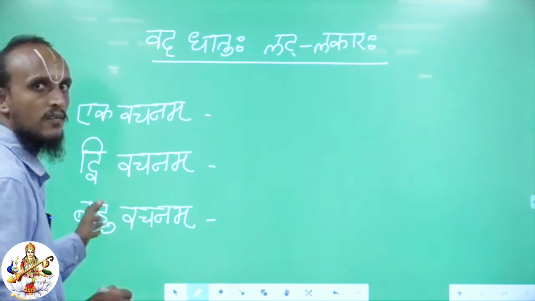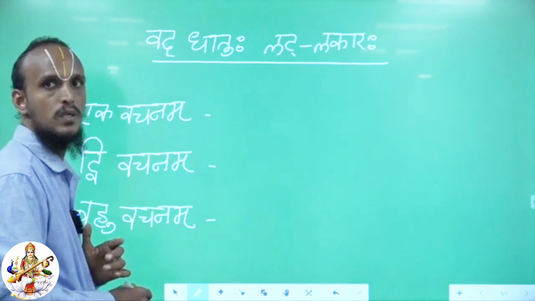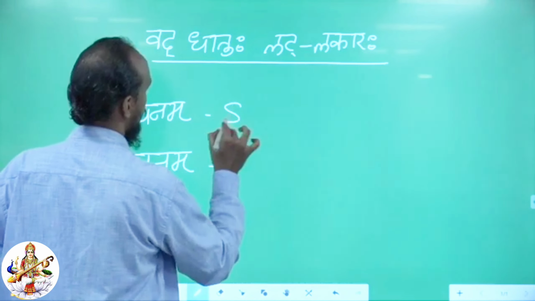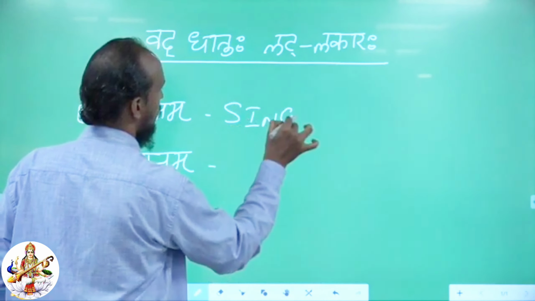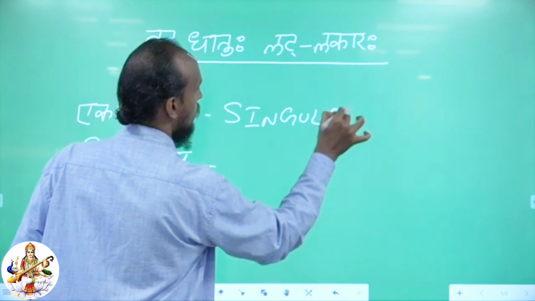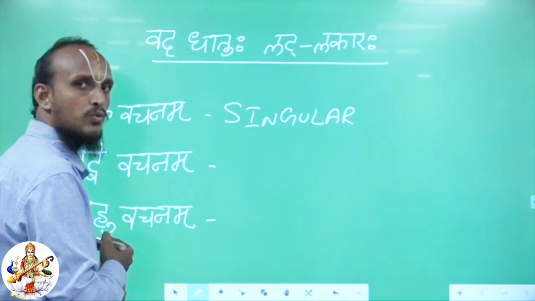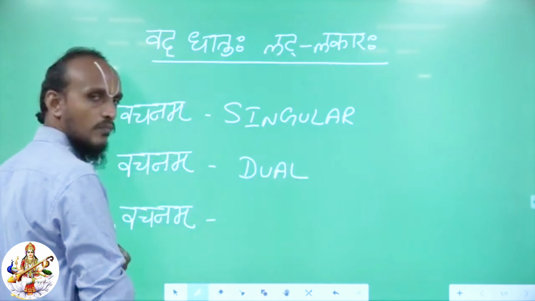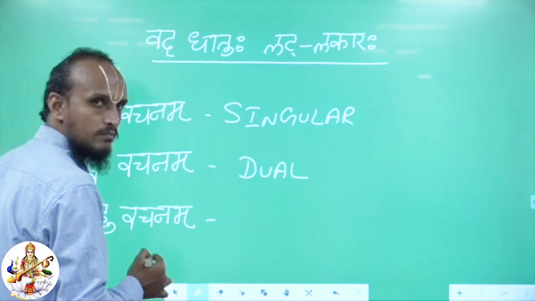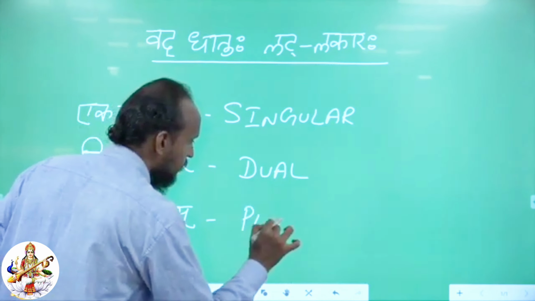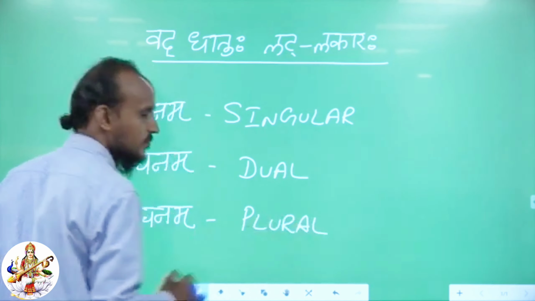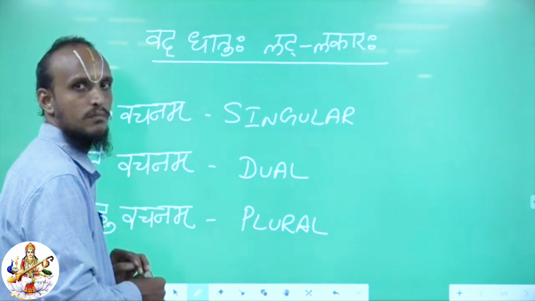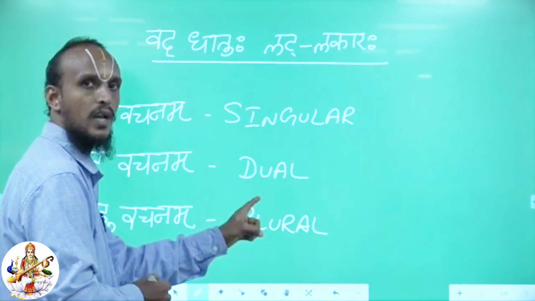Okay, Ekavachanam, Dvivachanam, Bahuvachanam. What is meant by Ekavachanam? Singular. What is meant by Dvivachanam? Dual. What is meant by Bahuvachanam? Plural. Okay, children? Ekavachanam, Dvivachanam, Bahuvachanam. Singular, dual, plural.